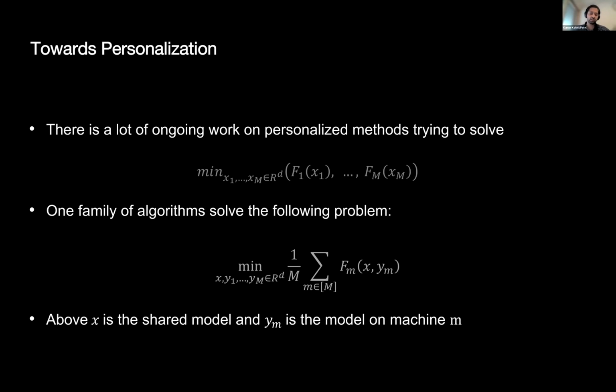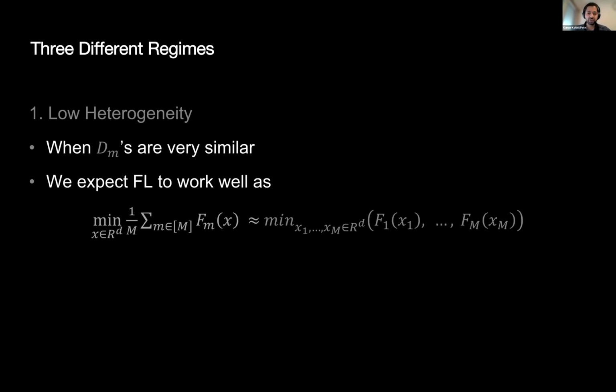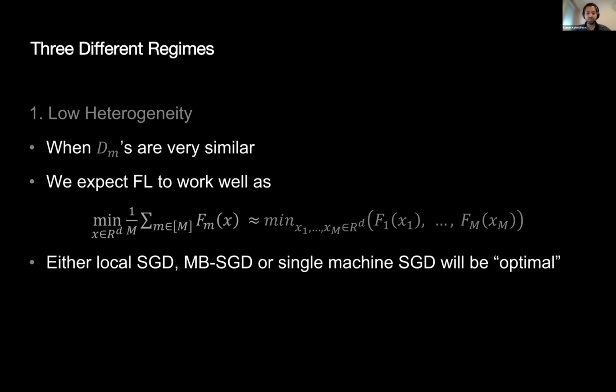But if you look at the literature which has appeared in the last 7 or 8 years in personalized federated learning, most of the algorithms can actually be recast in this optimization framework. So with this in mind, there are actually 3 regimes we can characterize here. When you have very low heterogeneity, when DMs are very similar, we expect federated learning to work well because these quantities are going to roughly be the same. These min values are going to roughly be the same. So either local SGD or mini batch SGD or even single machine SGD will be optimal. That's what intuition tells us.